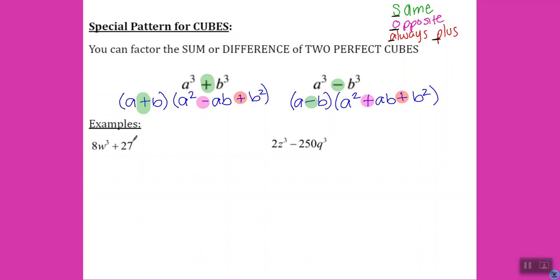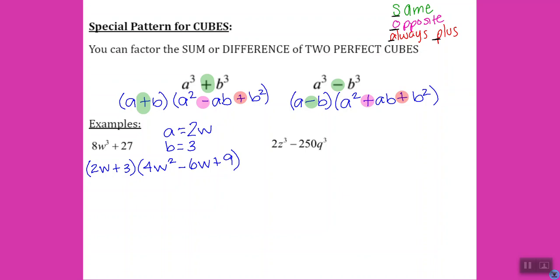So now we need to know our cubes. So what cubed gives me 8? That would be 2, and then our W, and B, 3 cubed is 27. So if we plug this into our pattern, A plus B times A squared, we need to square both things, so that would be 4W squared minus A times B would be 6W plus B squared would be 9.